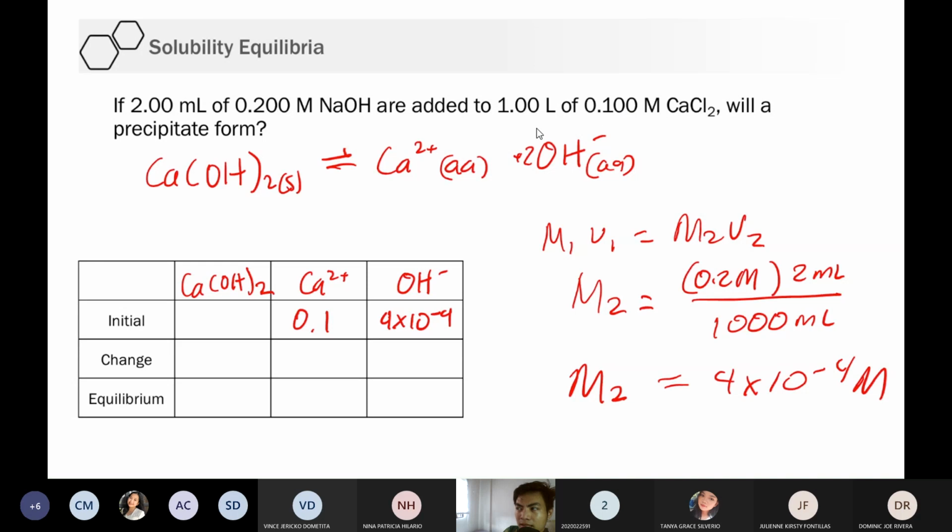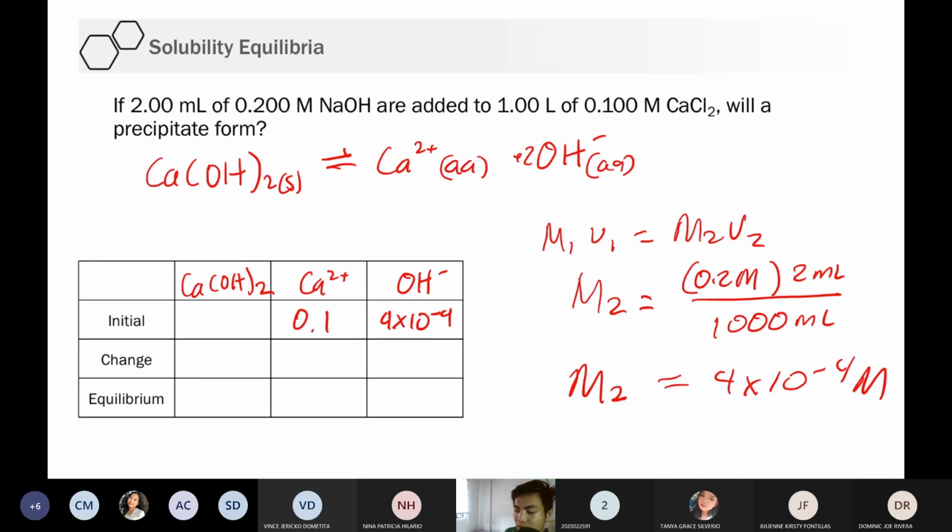So for calcium chloride, di na tayo nag-dilution formula kasi we will still get 0.1 molar anyway. However, for sodium hydroxide, dito magdi-dilution na tayo. We started with 2 ml, then later on, naging 1 liter na yung solution natin. So to solve for the final molarity, when you mix sodium hydroxide in this solution, that can be calculated with dilution formula. And we got 4 times 10 raised to negative 4.